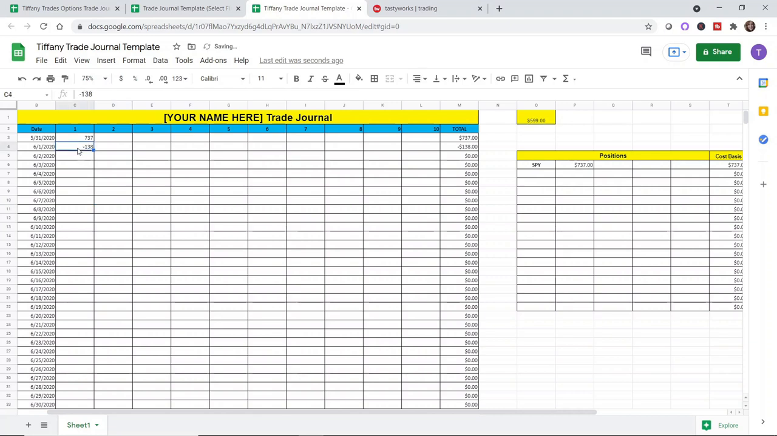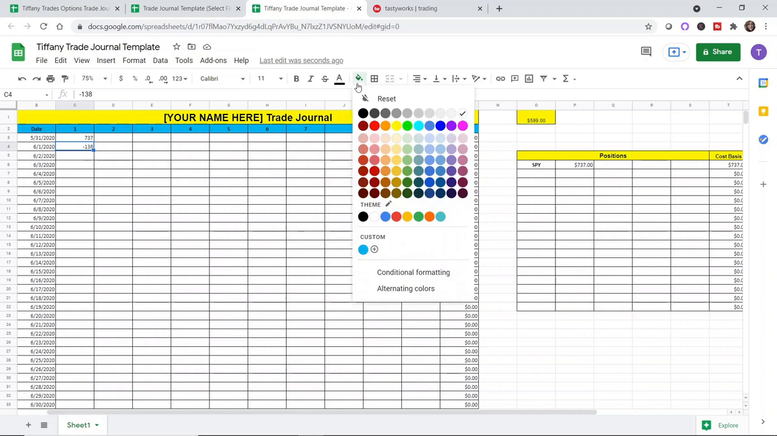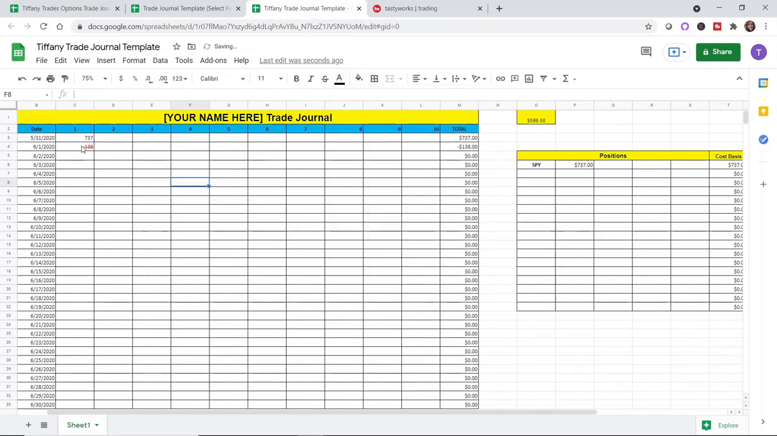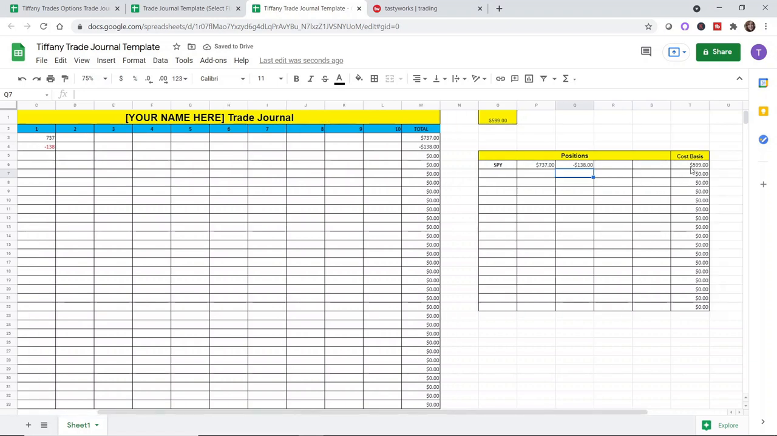And typically what I do is I'll come in here and I'll enter the debit as a negative number here. You can change the color if you want. You don't have to. It might be easier to see if you want. It's up to you. And then I'll enter it in here as well. So I know based on how I log my trades that I have collected and kept $599 in credit for selling a single short put on SPY at the 380 strike.